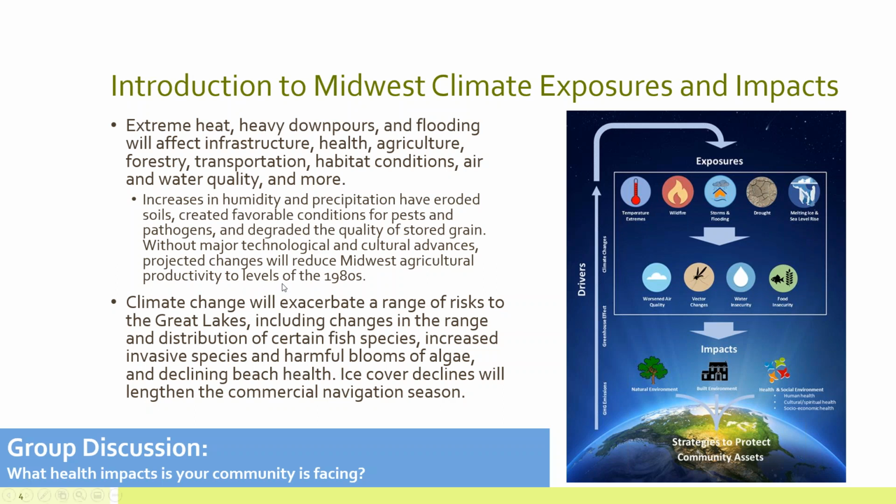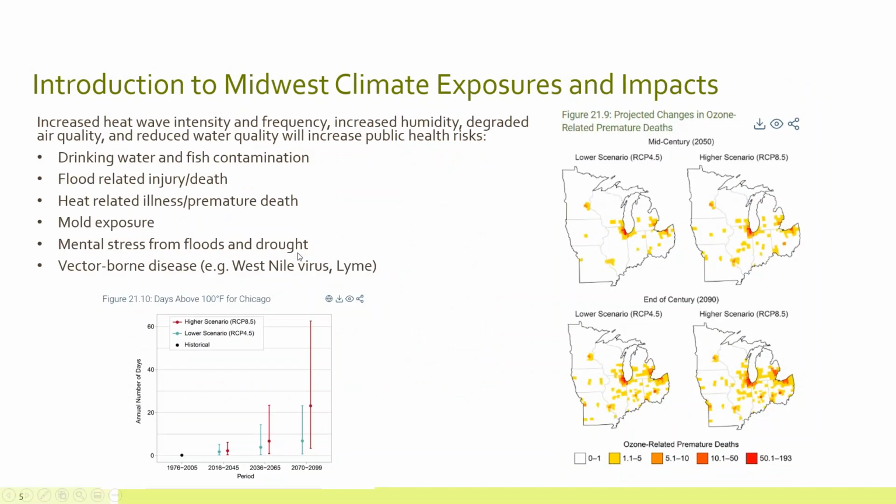Okay, well, thank you so much. That's a good conversation. This is some of what I'm gleaning from the literature, and you guys filled in some additional information about some of the health impacts. So basically we hear increased heat wave intensity and frequency, increased humidity, degraded air quality, and reduced water quality will increase public health risks. Those health risks include drinking water and fish contamination, so ingesting possibly contaminated water and food, flood-related injuries and death, and that could also relate to folks being trapped. And so it'd be interesting to hear.